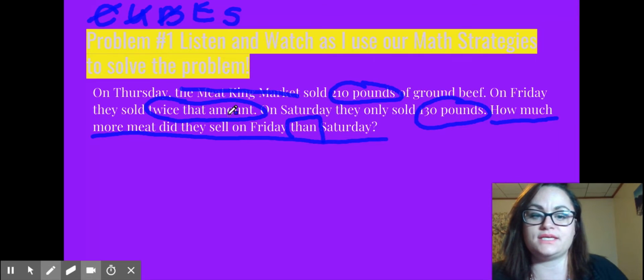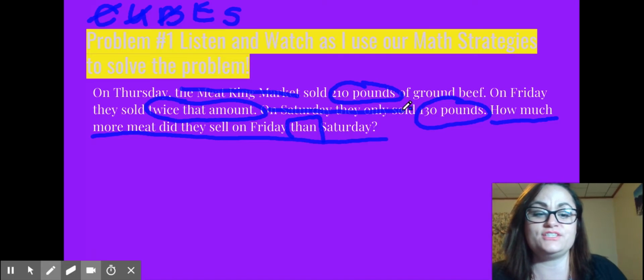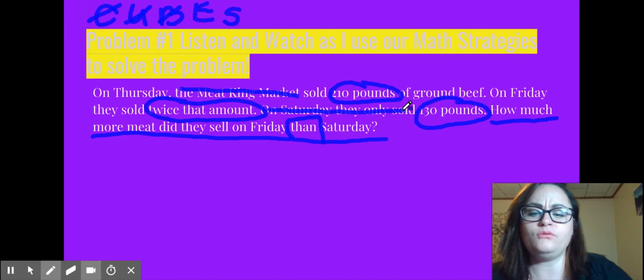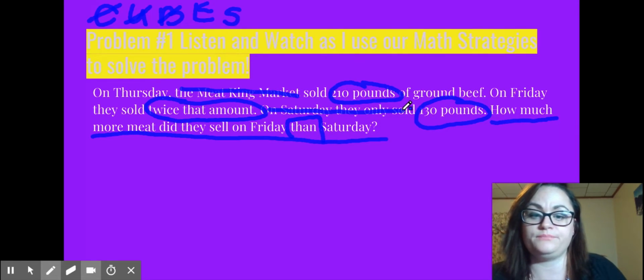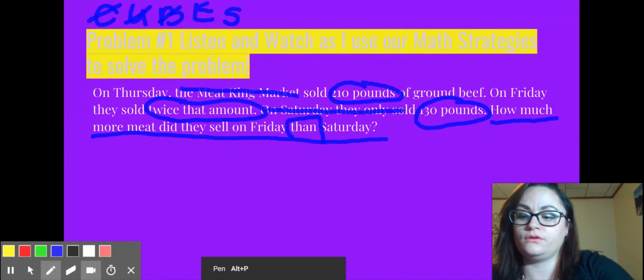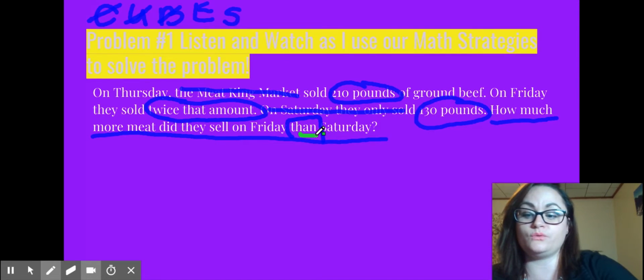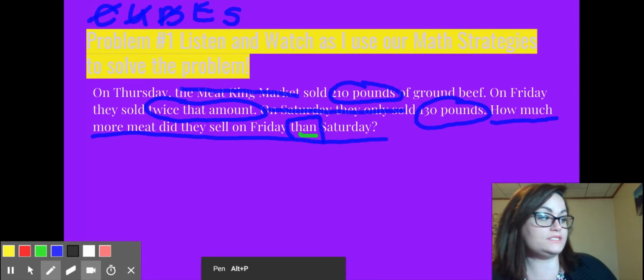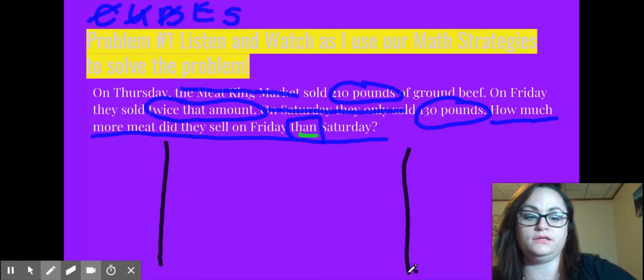And I kept reading. It says on Saturday, which isn't as important to me, I just need to know the number. They sold 130 pounds. How much more meat did they sell on Friday than Saturday? So I know the 2 days that I need to focus on are Friday and Saturday. And the word than represents subtraction. So now I can tell my recording technician to set up the paper for read, draw, write, write.